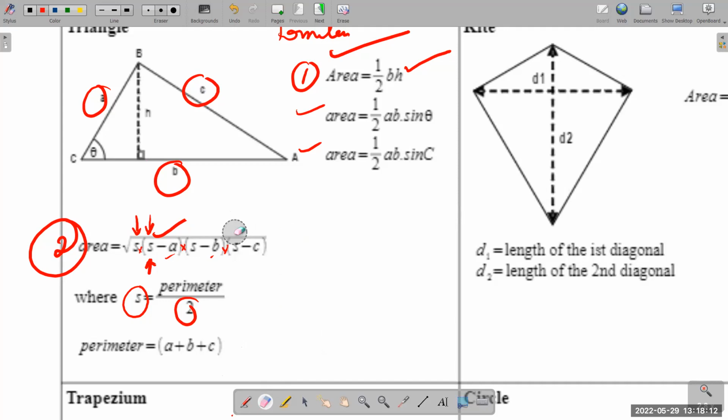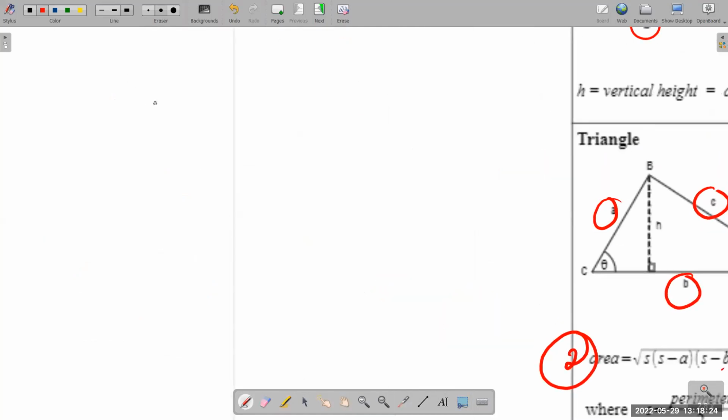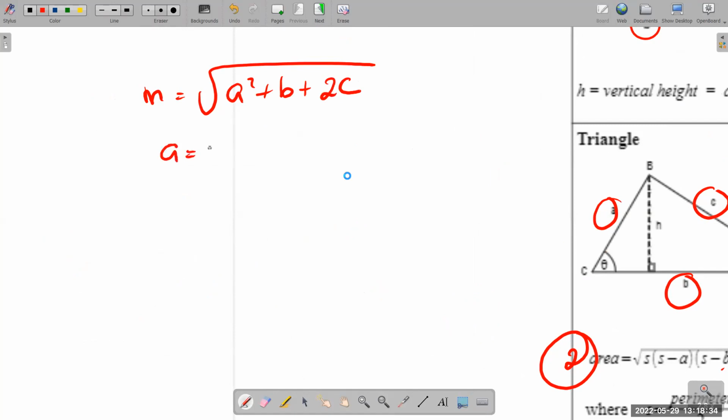I'm watching. If it's a no, say no. So let me come to the side and show you something. Suppose I say we got formula M is equal to the square root of A squared plus B plus 2C. And I tell you A is equal to 2, B is equal to 3, C is equal to 4.